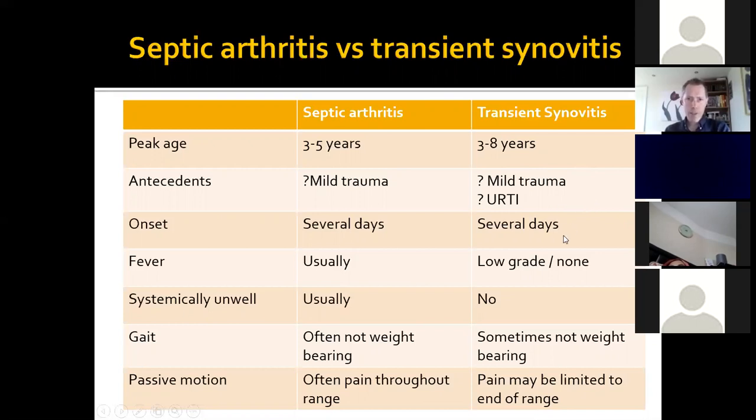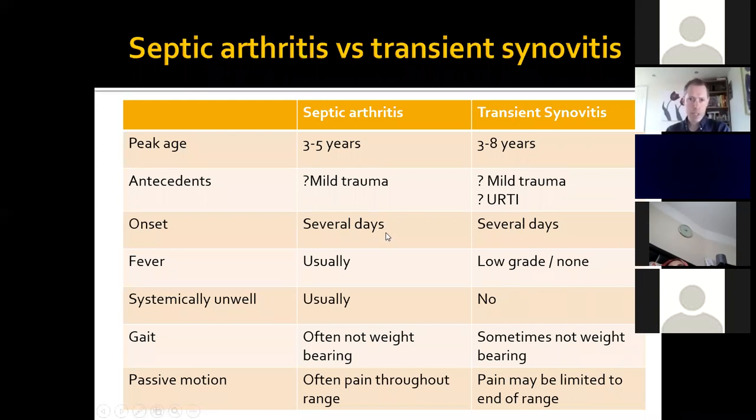Unfortunately, there aren't really many great things in the history or examination to be very certain that will discriminate between the two. So you'll see the peak ages overlap. It's not uncommon to have a history of mild trauma preceding either of them. Transient synovitis is often reported to be associated with a preceding viral upper respiratory tract infection, but we know those are very common in children anyway, and that history certainly doesn't exclude a septic arthritis.